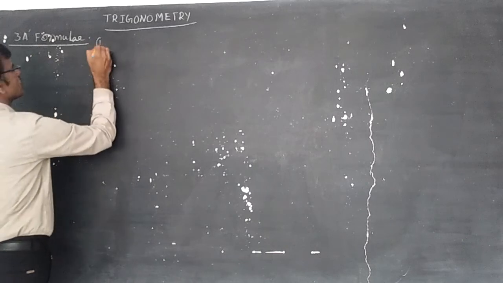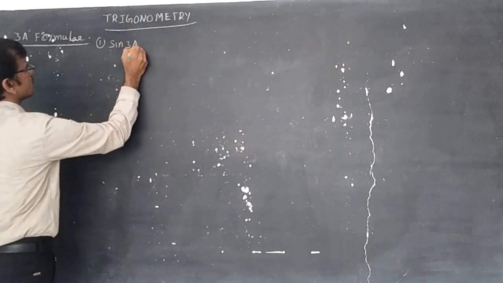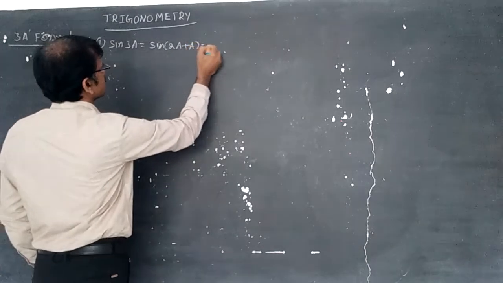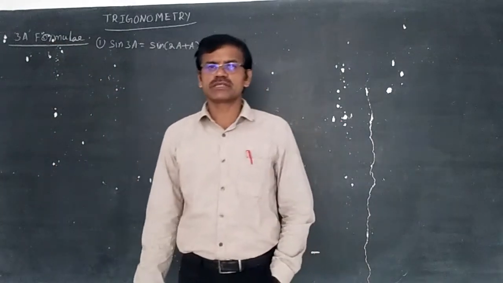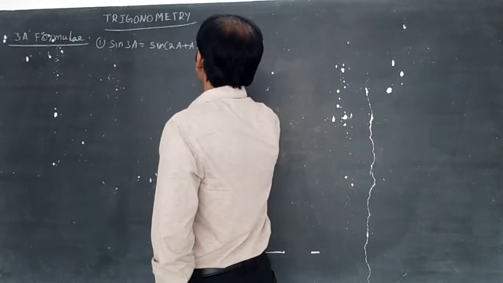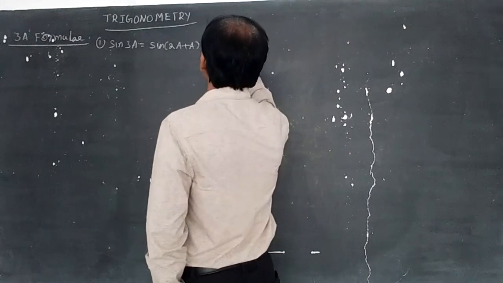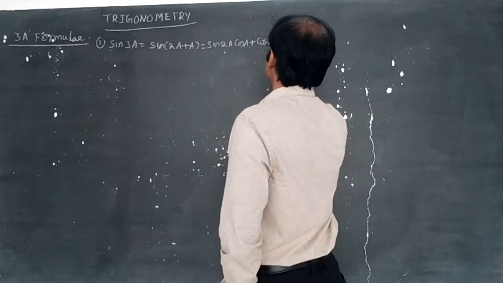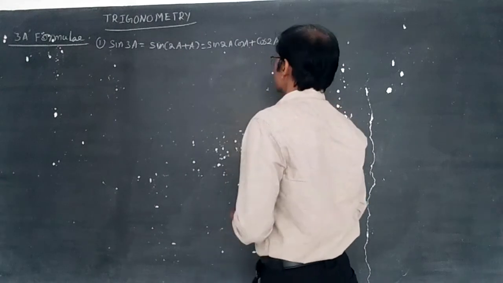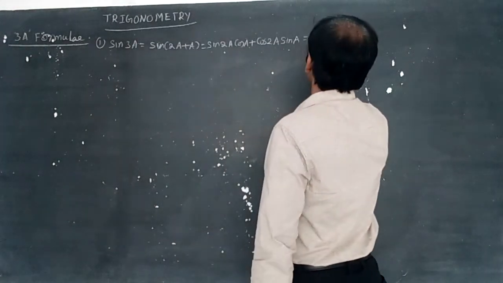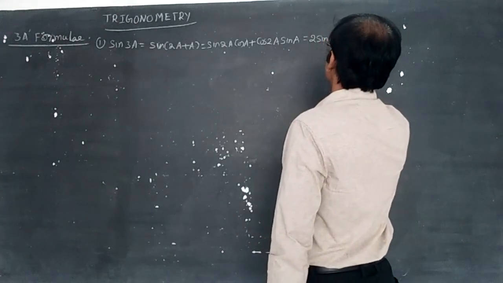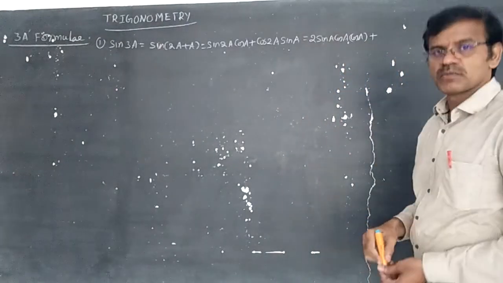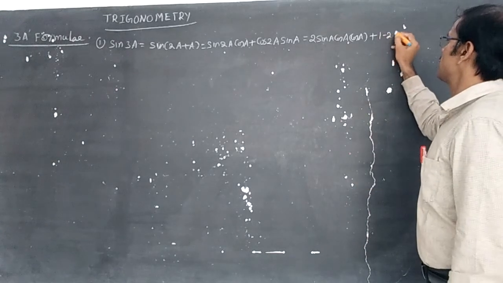3A formula. First one, sine 3A. This sine 3A can be written as sine of 2A plus A. Observing the compound angle formula sine of A plus B, we can write this as sine A cos B plus cos A sine B. So sine 2A cos A plus cos 2A sine A. That is equal to, sine 2A formula 2 sine A cos A, into cos A, plus cos 2A formula 1 minus 2 sine square A.